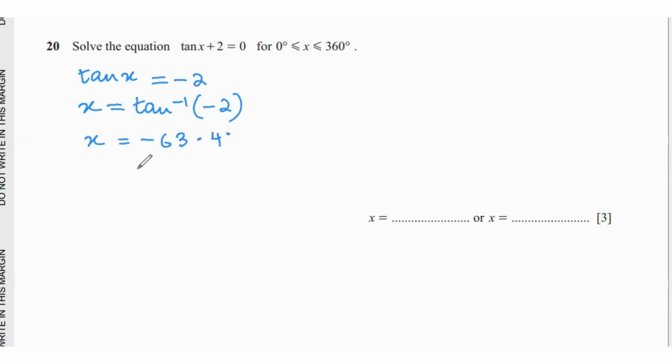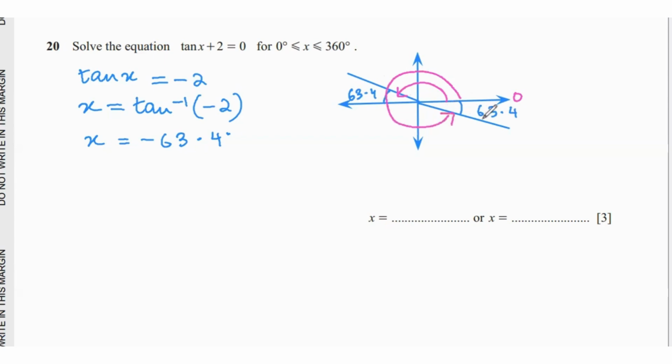Now this negative 63.4 shows that tan exists in the second quadrant and the fourth quadrant. So here and here. This is 63.4 and this is 63.4. So the angles we're trying to find are these, because we always start measuring in the anti-clockwise direction from the x-axis. So this is the angle we're trying to find, and this is the second angle.